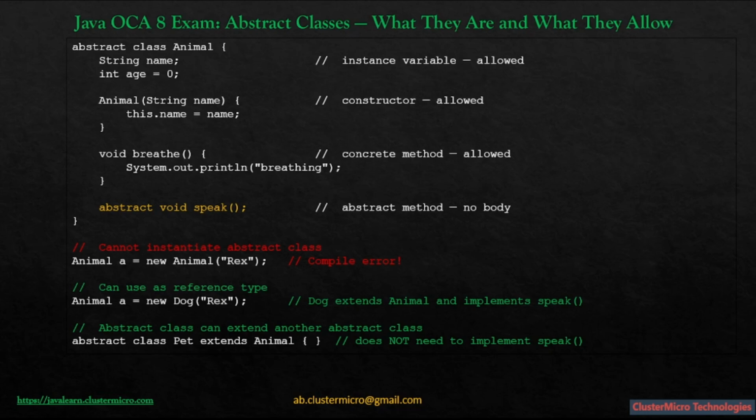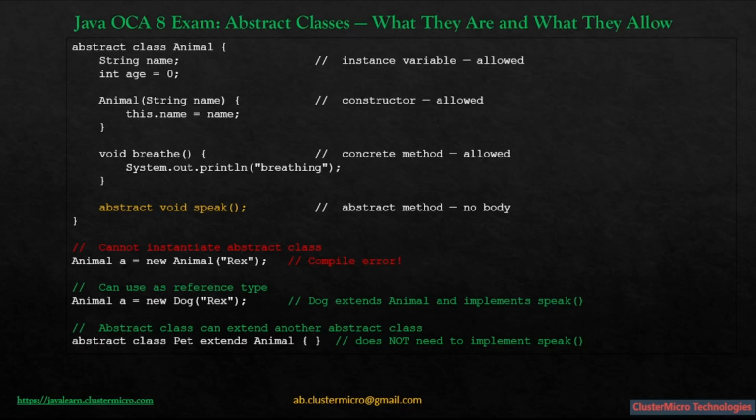And Animal a = new Animal("Rex"), right? So this will lead to a compile error. Abstract classes cannot be instantiated. The compiler will reject new Animal immediately. An abstract class is by definition incomplete. We have to understand that. And speak has no body. Creating an Animal object directly would mean that you have an object that cannot respond to speak. Java prevents this at compile time, but it can be used as a reference type.